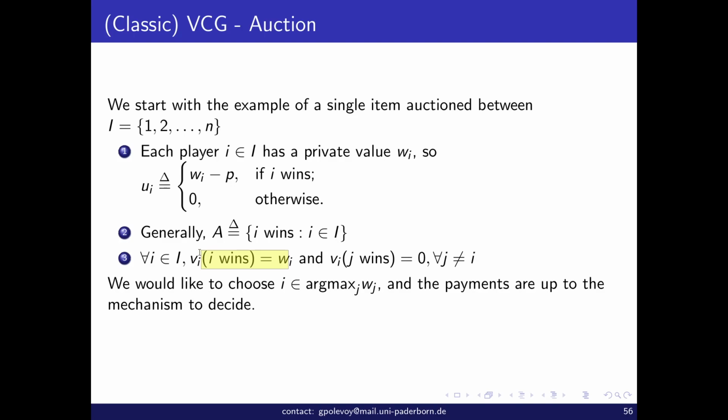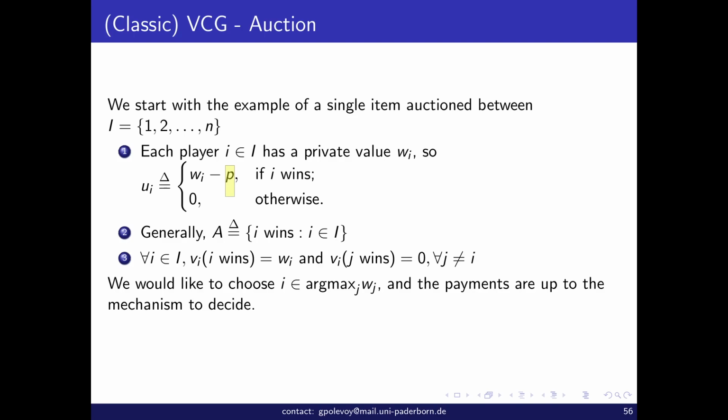The utility is value minus the price. The value if the player wins is wi, and otherwise it's 0. And the price if the player wins is some p, which needs to be decided, and otherwise it's 0. So when someone else wins, I pay 0. My utility is 0. I get 0, pay 0, my utility is 0. When I win, my utility is wi minus p.